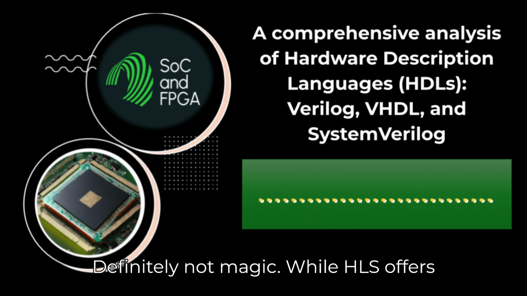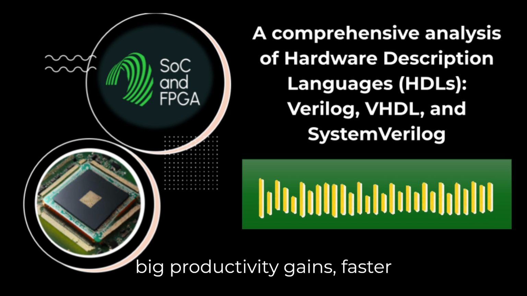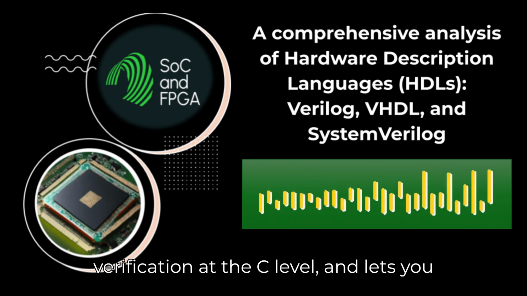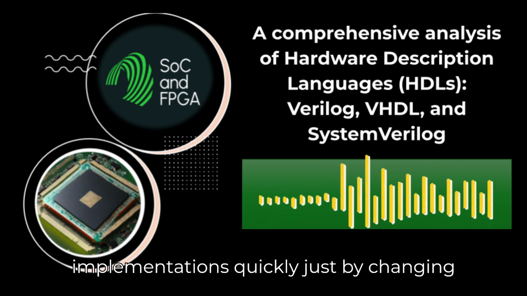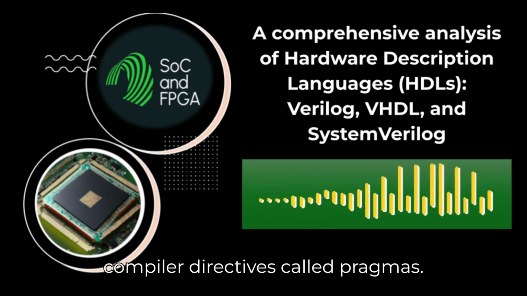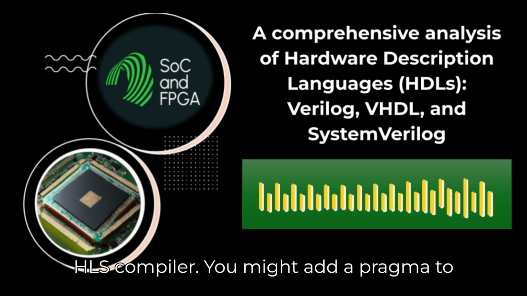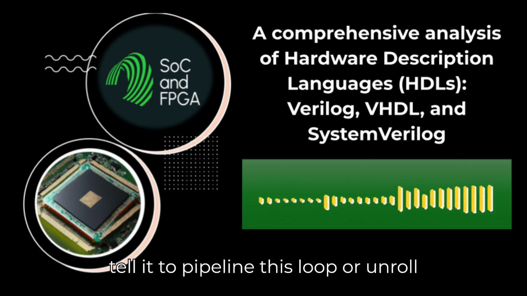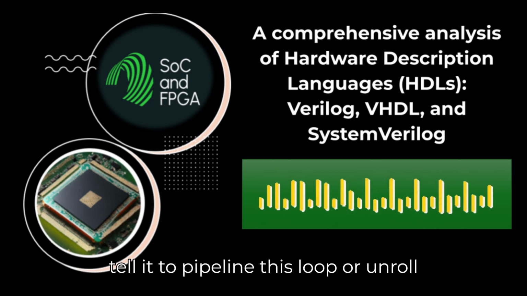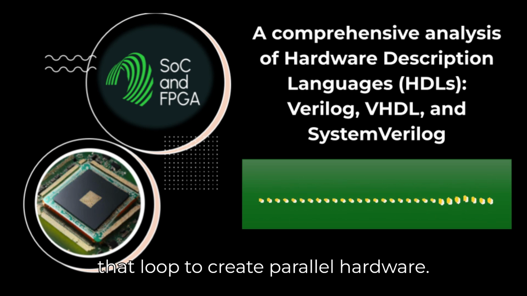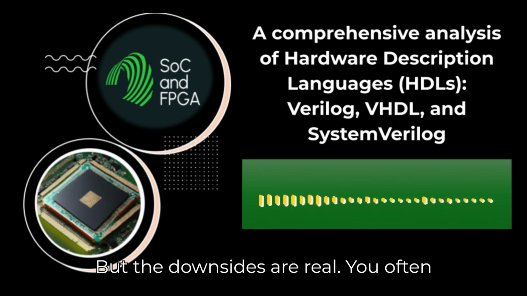Is it magic? Definitely not magic. While HLS offers big productivity gains, faster verification at the C level, and lets you explore different hardware implementations quickly just by changing compiler directives called pragmas. Pragma. Yeah, they're like hints to the HLS compiler. You might add a pragma to tell it to pipeline this loop or unroll that loop to create parallel hardware. But the downsides are real.